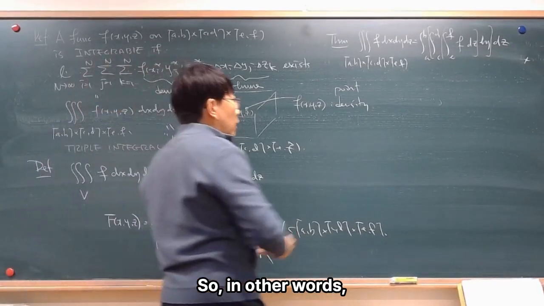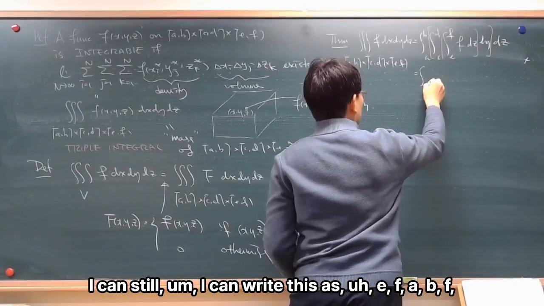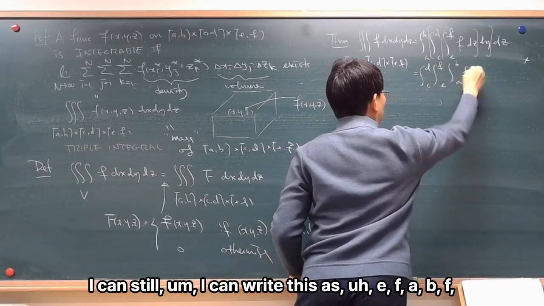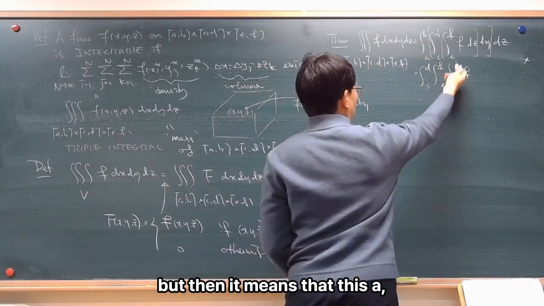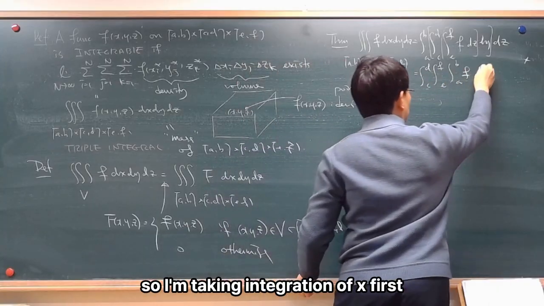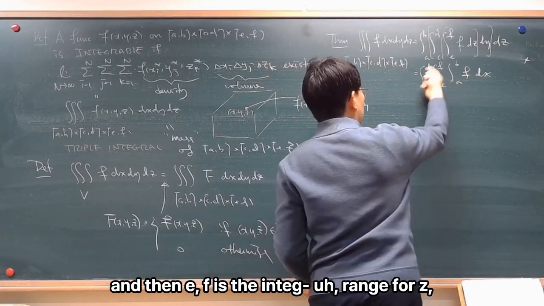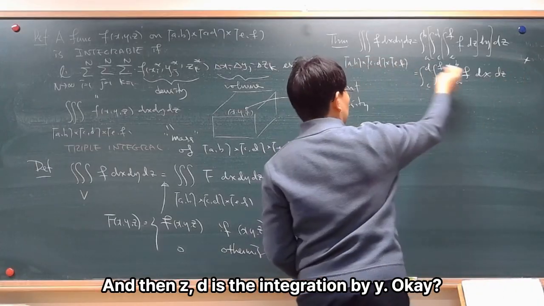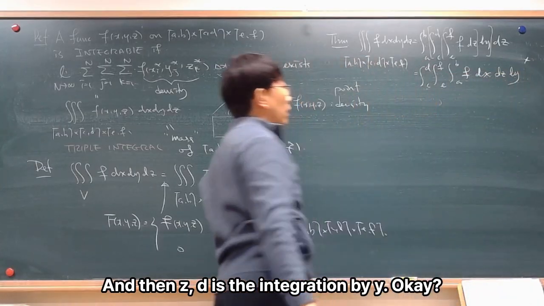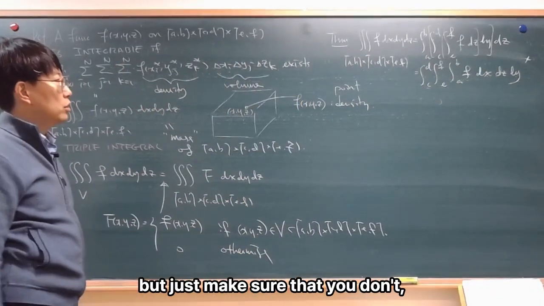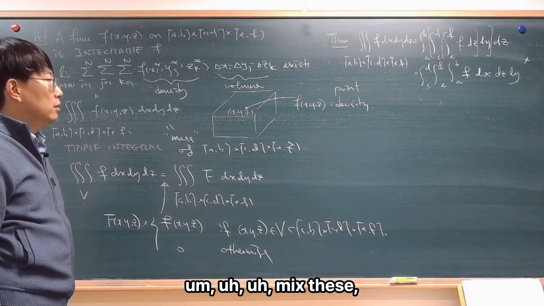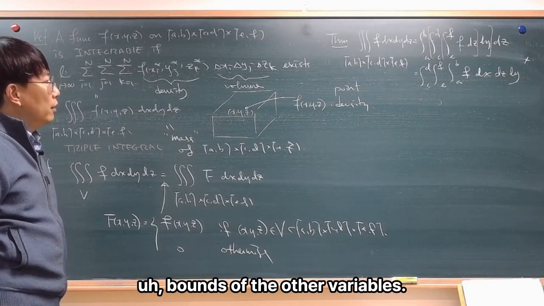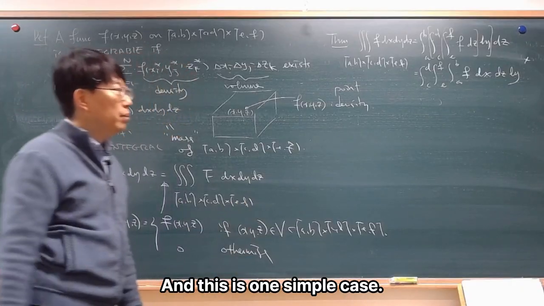Okay. So in other words, I can write this as integral over [e,f], [a,b], [c,d], but then it means that this [a,b] is the range for x. So I'm taking integration of x first, and then [e,f] is the range for z. So then I'm taking integration by z, and then [c,d] is the integration by y. Okay, so I can switch around, but just make sure that you don't mix these bounds of the other variables.